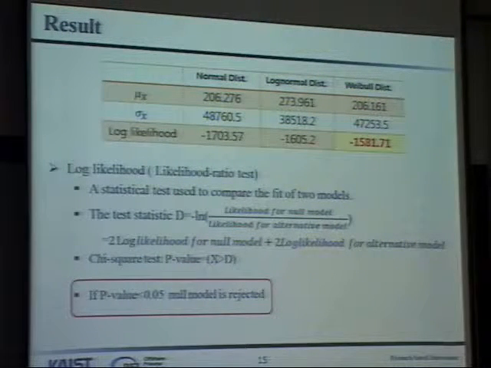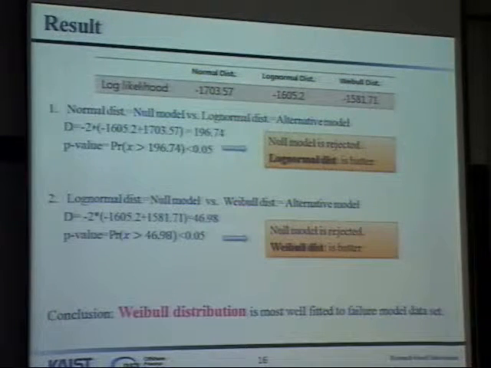First, one distribution is set as the null model, and another is set as the alternative model. And then calculate the D using this value, and also calculate the p-value. And when the p-value is smaller than 0.05, the null model is rejected, and we can say that the alternative model is better to fit. Following this logic and calculation, we can conclude that the Weibull distribution is most well fitted to the failure model, to the data set.